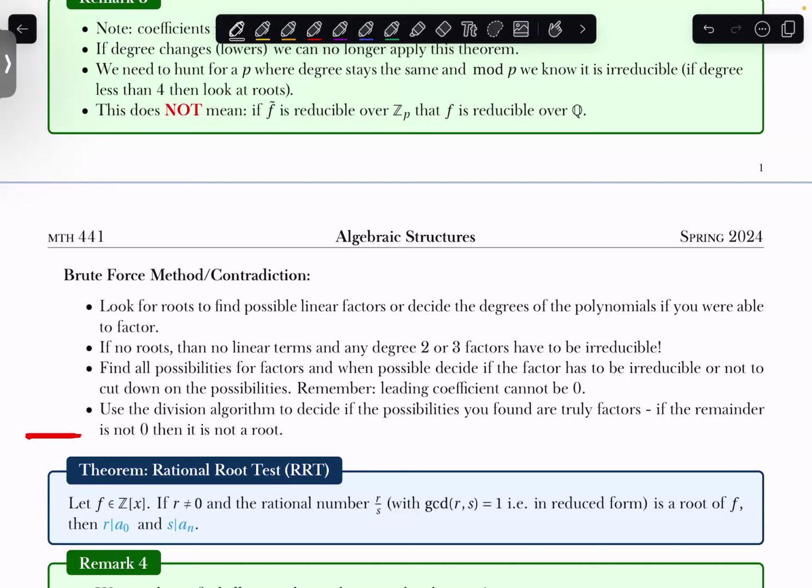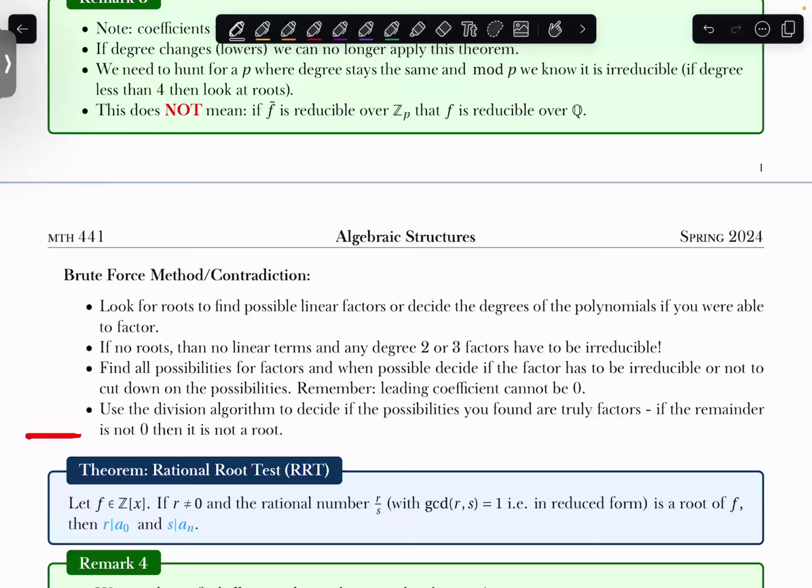So really what you end up doing is finding all the possibilities for the factors, really in terms of their degree. So if I have something like degree 6 and I know I have no linear terms, my possibilities for degrees are 4 and 2 and 3 and 3, right? I can no longer do 5 and 1. And then within those categories, you decide what do they have to look like, and are any of them actually viable, right? And when I have things like degree 2 or degree 3, I know if I have no roots, then I can't factor out a linear term. And so those would have to be irreducible also.